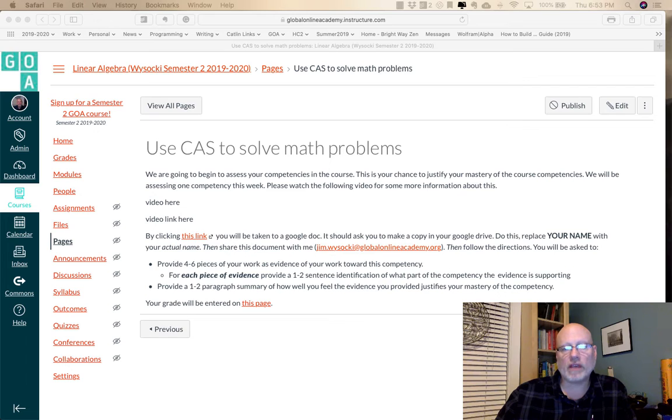Basically, what we're going to do is I have a Google Doc that you're going to put some evidence of your work in. You're going to give me just a little bit of a blurb on what part of the competency each piece of evidence is supporting. I don't want to know why it's supporting it. I just want you to say, hey, this piece of evidence goes towards this part of it. Okay, and then at the end of that, you write a short summary of how well you feel the evidence as a whole justifies mastery.